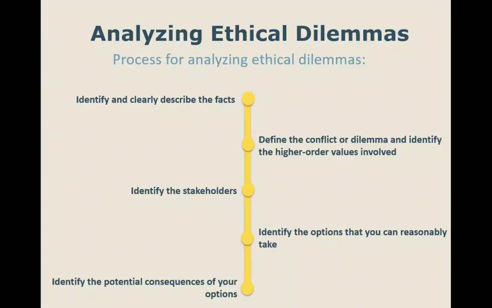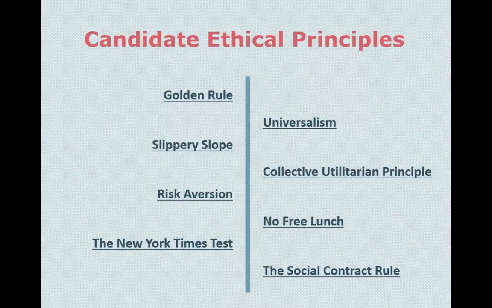Identify and clearly describe the facts, define the conflict or dilemma, and identify the higher order values involved. Identify the stakeholders. Identify the options that you can responsibly take and identify the potential consequences of your options. And here are some candidate ethical principles: the golden rule, universalism, slippery slope, collective utilitarian principle, risk aversion, no free lunch, the New York Times test, and the social contract rule.